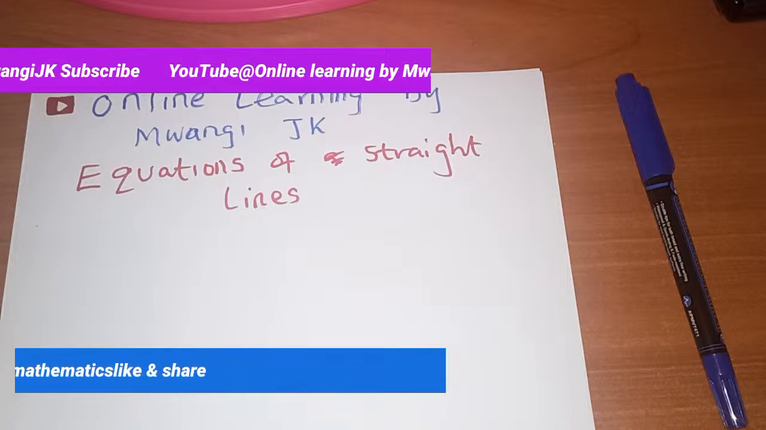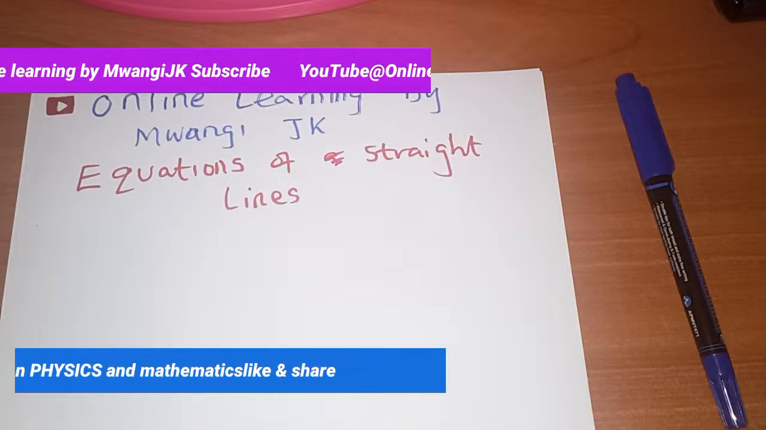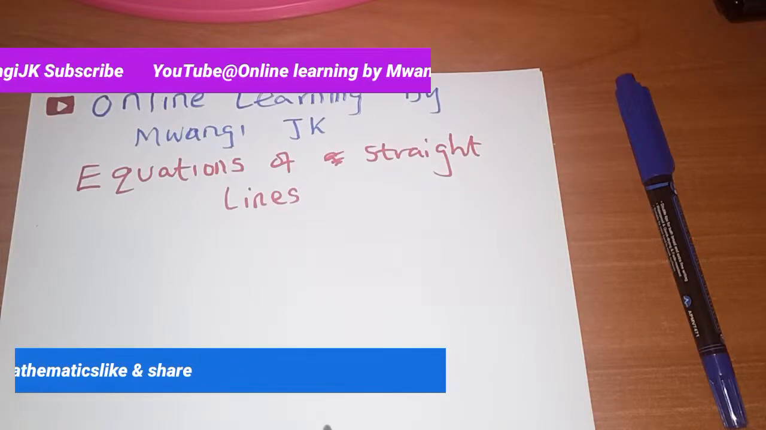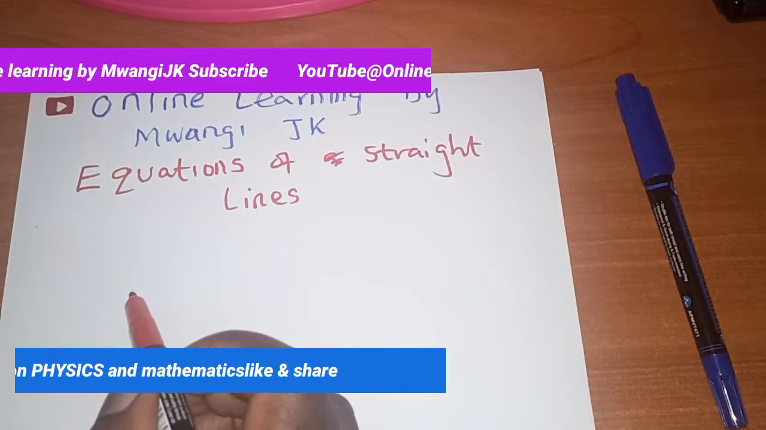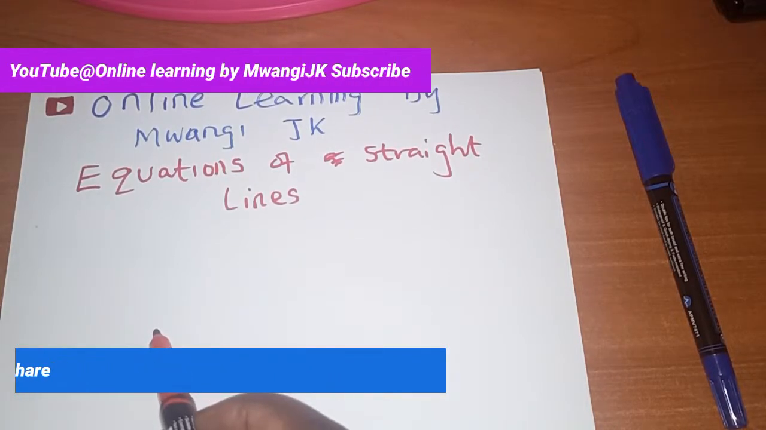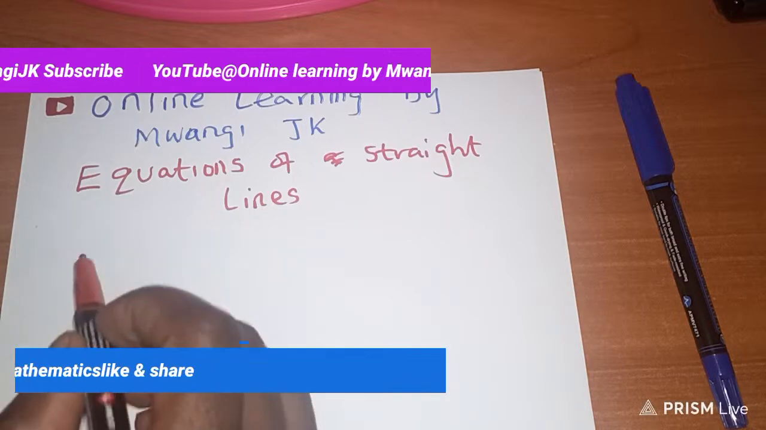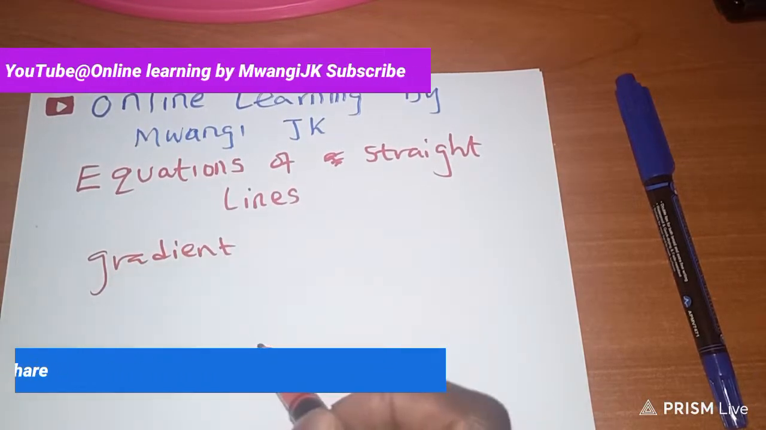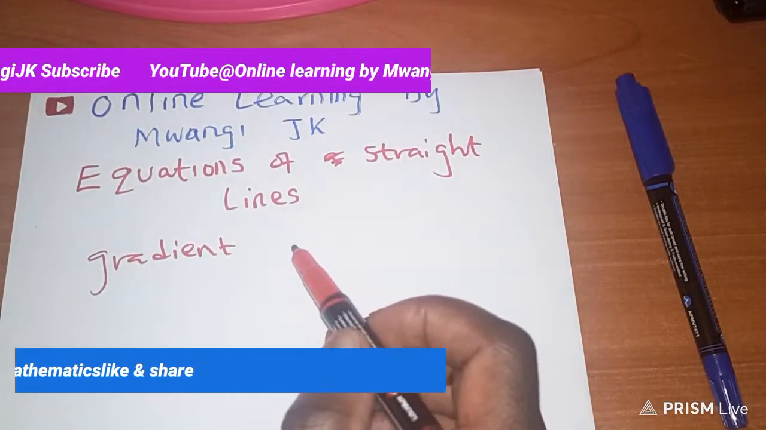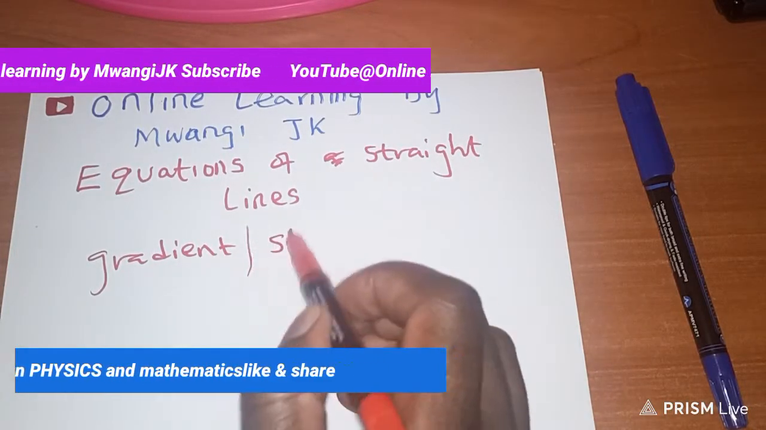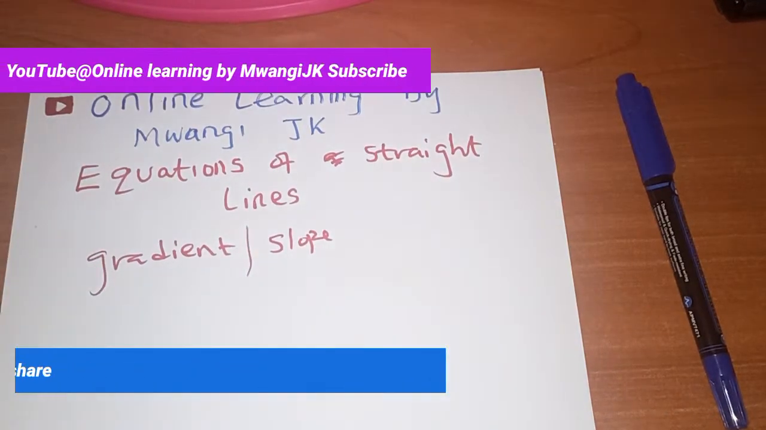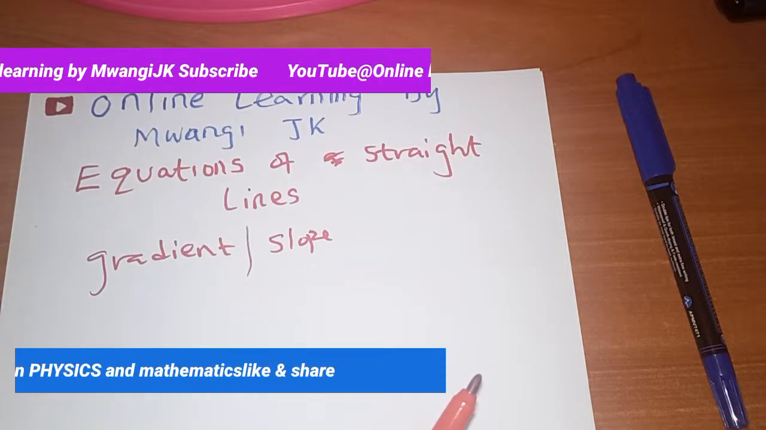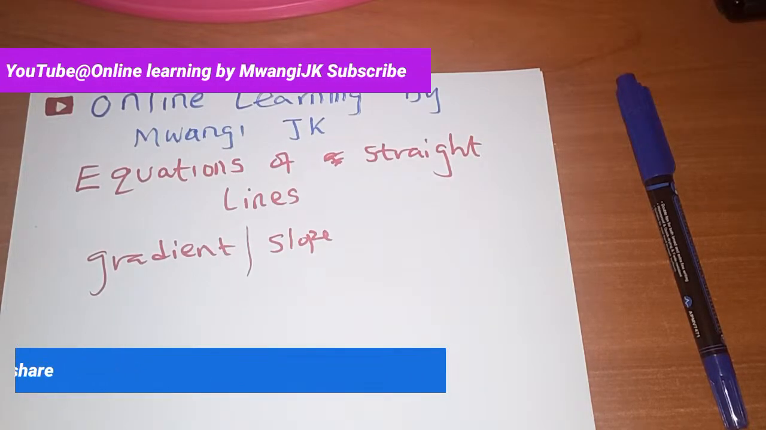So I'll start off by giving out what is expected of us in this topic. So under equation of a straight line, we talk about gradient of a line. The gradient is at times known as the slope. Sorry, there's some helicopter passing by making some noise. So we also call it the slope of a line.